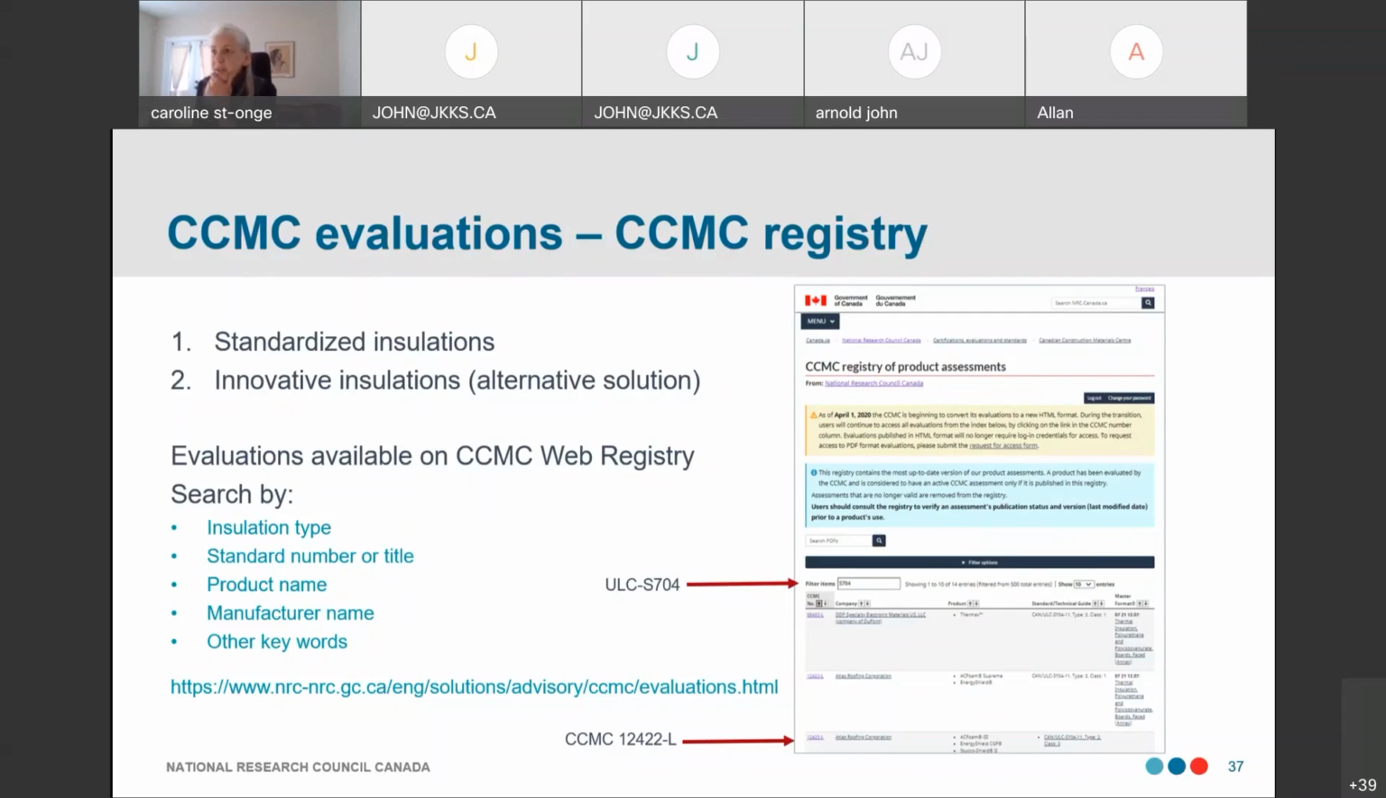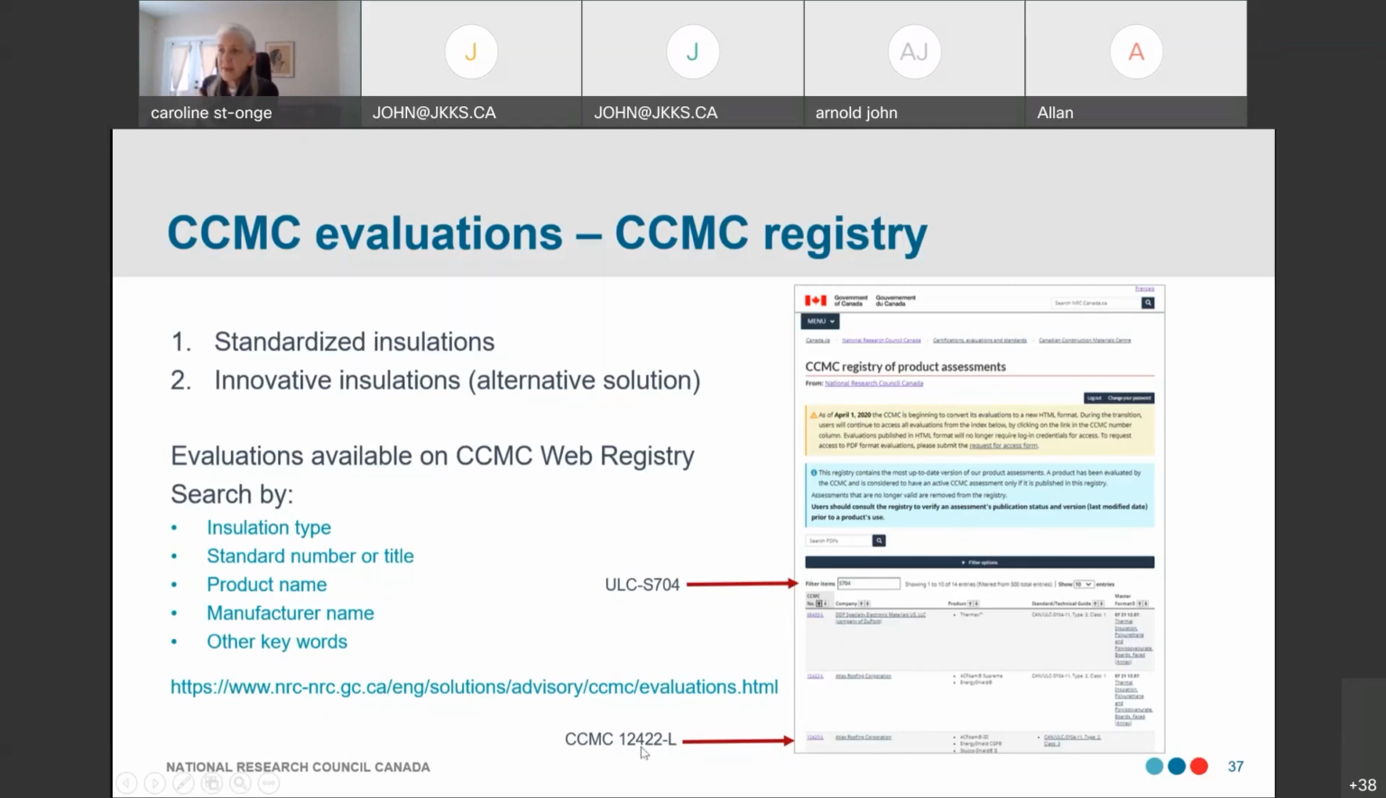And you can search using our web page. The address is here. I can send it to John and he can send it to the group if you don't have it. This is showing the page of the CCMC registry of products. And you can search by using different keys such as insulation type, the product name, the standard number. I did a test here using S704 in the filter, and I got a list of different insulation.